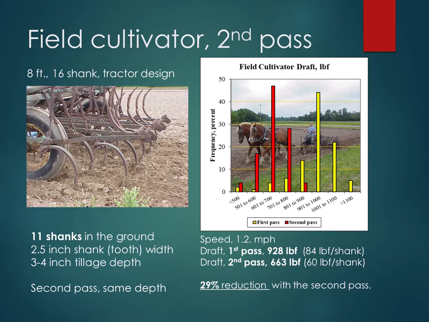The second pass at the same depth is in red. Nearly one half of the pulling forces range from 600 to 700 pound force, and 30% were between 700 and 900 pounds force. In this case, pre-tillage with no depth increase reduced the average draft of the field cultivator in the second pass by 29%.